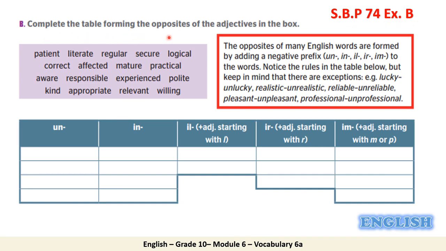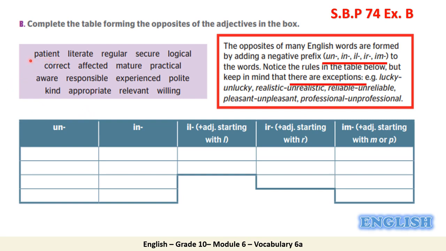Complete the table forming the opposites of the adjectives in the box. And here I have some adjectives. I want you to put each adjective under the correct prefix to give the opposite of this adjective. And remember the rules well, that the opposites of many English words are formed by adding a negative prefix, like un, in, il, ir, and im. Also remember the exceptions. I want you also to remember that il goes with the adjectives that start with L, ir goes with the adjectives that start with R, im goes with the adjectives that start with M or P. Let's find out the answer. I want you now to pause the video for a while and to try to put each adjective under the correct prefix. And now, let's start.